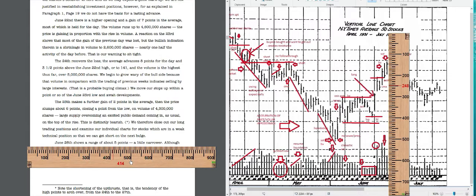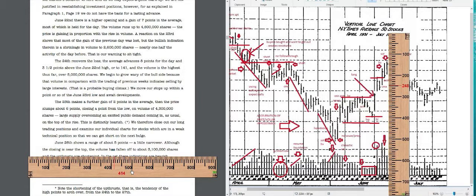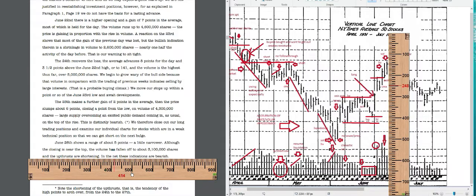June 26 shows a range of about 5 points, a little narrower. Although the close is near the top, the volume has fallen off to about 3.1 million shares, and the upthrusts are shortening.